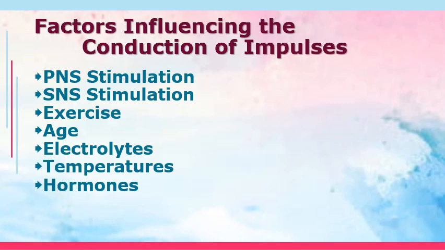Temperature. As mentioned, hyperthermia leads to tachycardia. Hypothermia also leads to cardiac dysrhythmias. Then you have hormones. For your hormones, you have your catecholamines. So catecholamines are produced by your adrenal glands. So whenever there is an increase of your epinephrine and norepinephrine, your cardiac rate is also expected to increase.